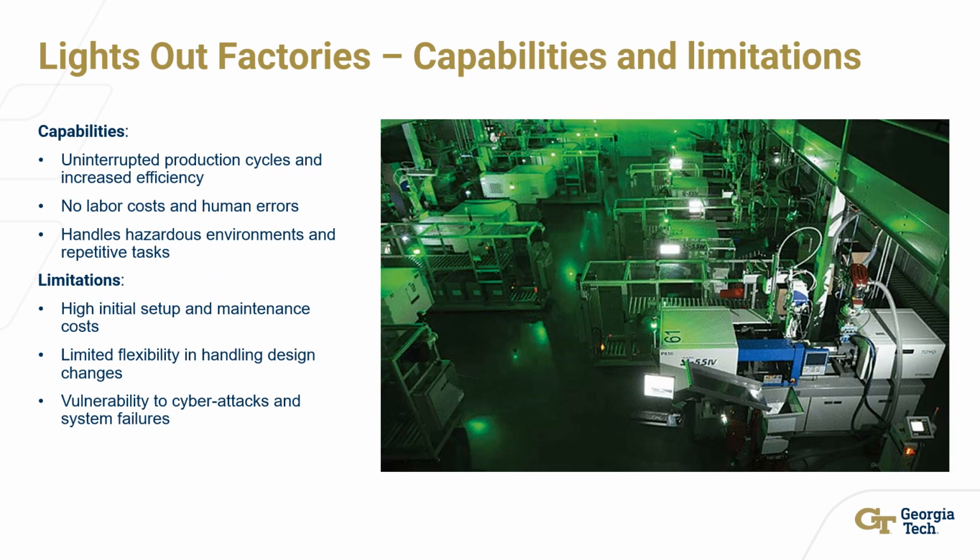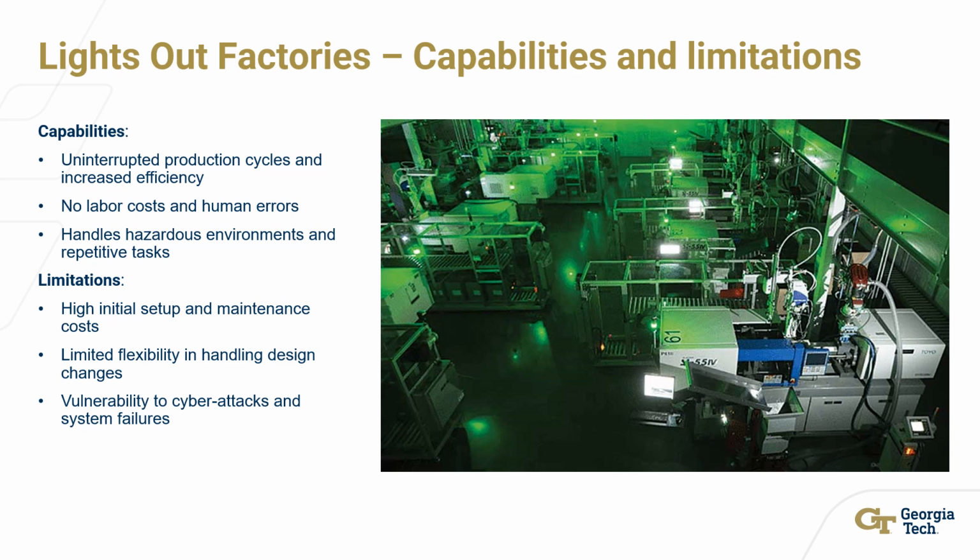In practical terms, lights out factories are ideal for high volume repetitive manufacturing tasks such as electronics assembly, injection molding, or the production of precision engineered components. Their advantages are clear. They reduce labor costs significantly, eliminate human errors, and can work in hazardous environments without compromising safety. However, these capabilities come at a cost.